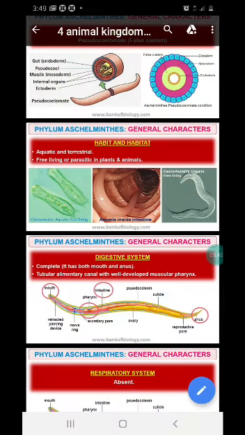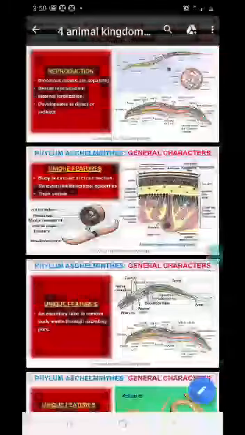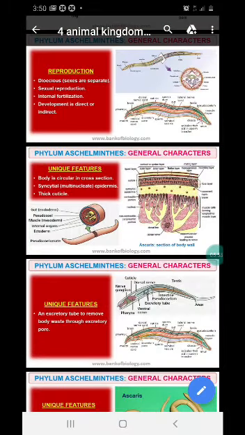Now, what is their habit and habitat? Mostly they are aquatic and some are terrestrial also. They may be free living and most of them are parasitic to plants and animals. Unlike Platyhelminthes, the roundworms are dioecious, which means the males and females are separate. And the females are longer than the males.